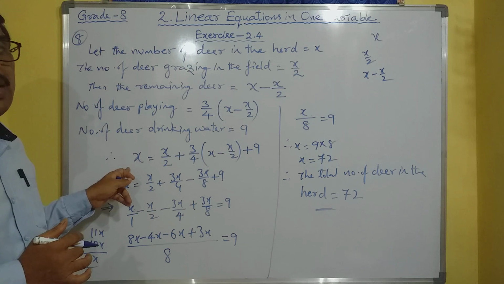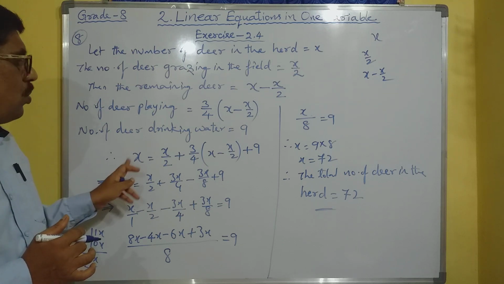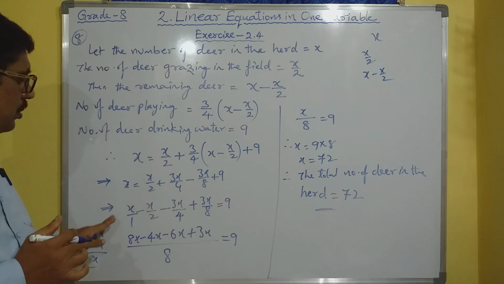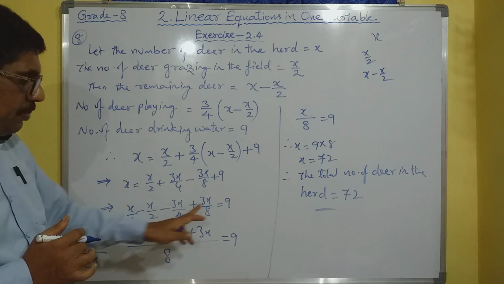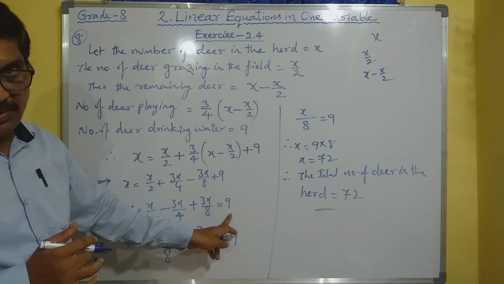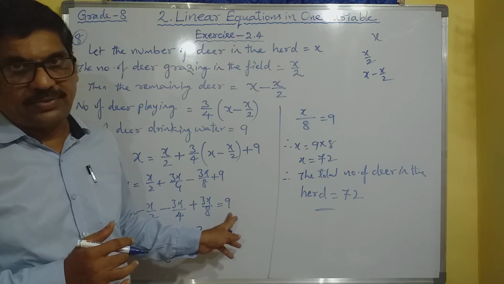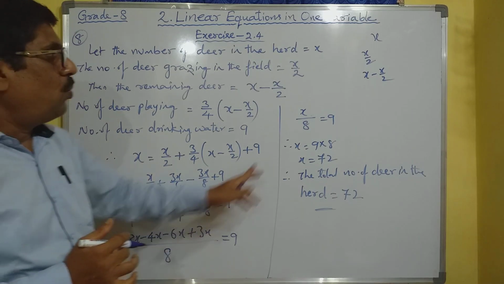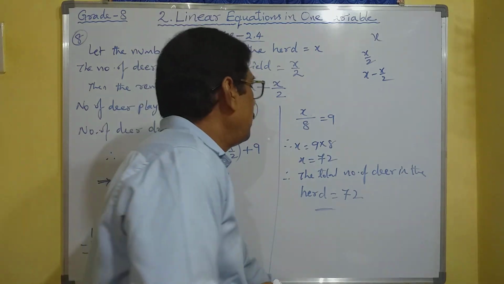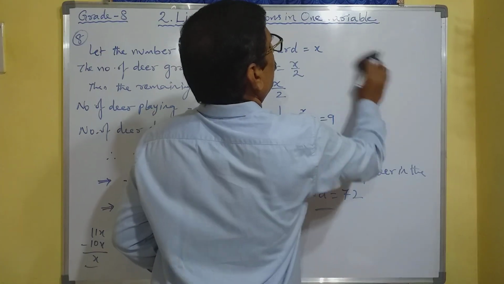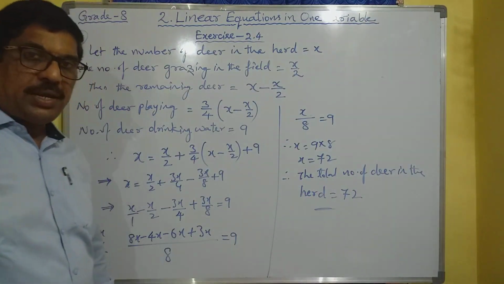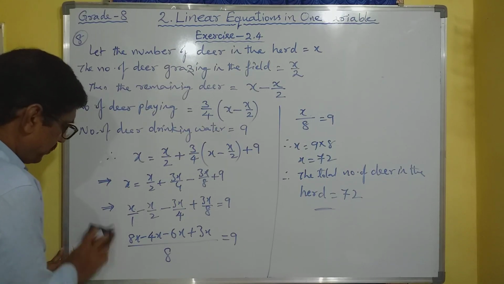We have taken the total number of deer as x. I have taken all the terms to the LHS and kept the constant 9 on the RHS. So we have one equation in terms of x. By solving this, we get the x value. The x value is 72. Therefore, the total number of deer in the herd is 72.